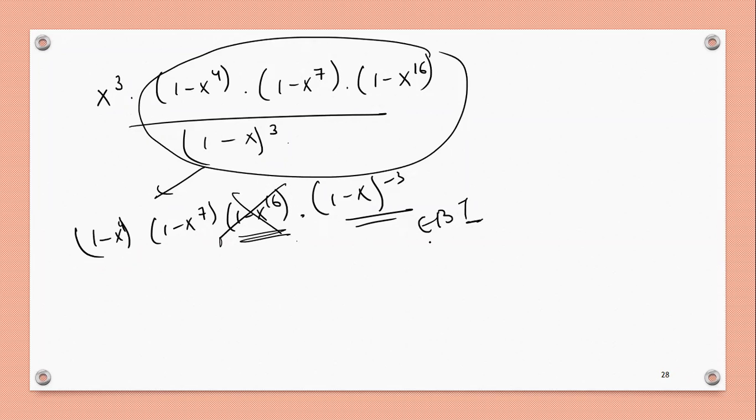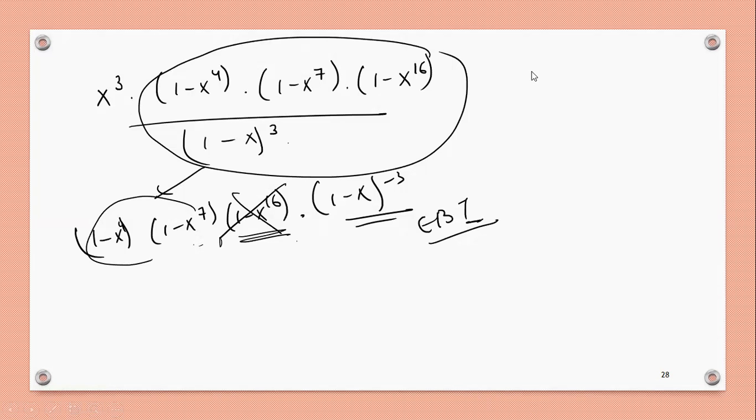Now apply the extended binomial theorem as I have shown you earlier. Multiply these two brackets and then take the coefficient of your x power 12. Please try it as an exercise for yourself. And this concludes the topic, calculating coefficients of generating functions.